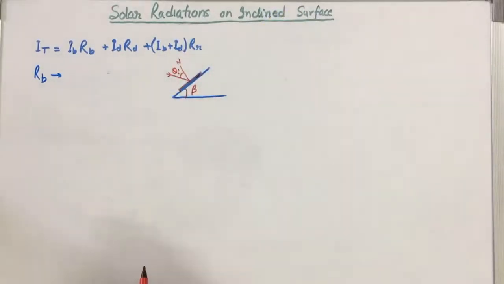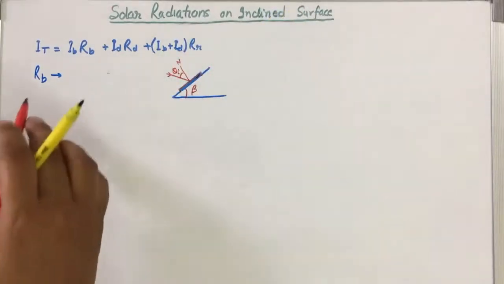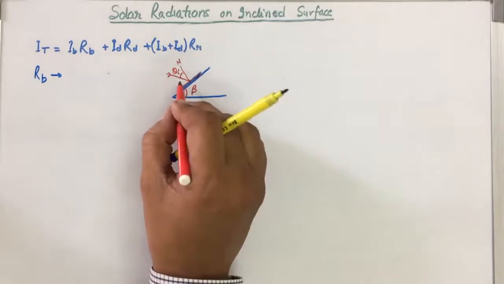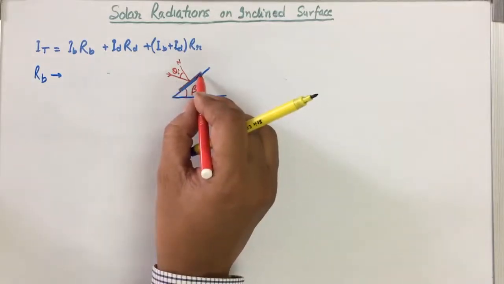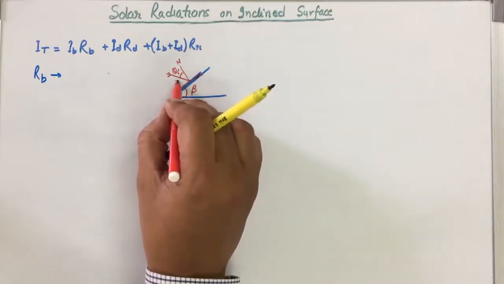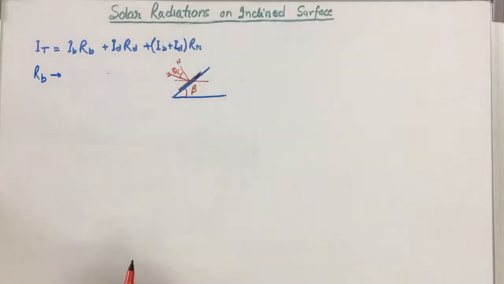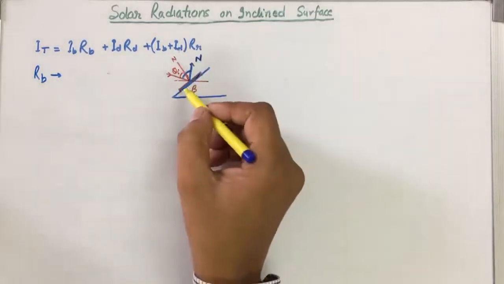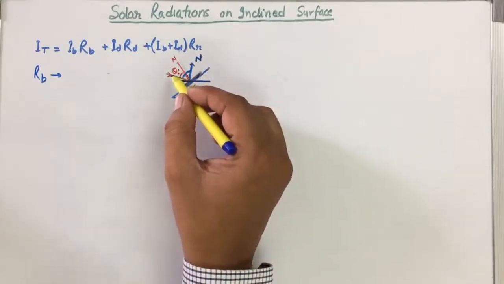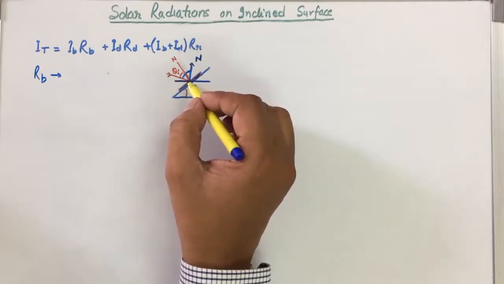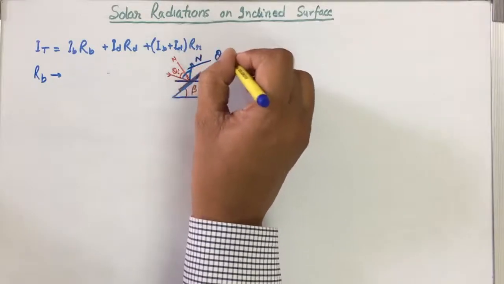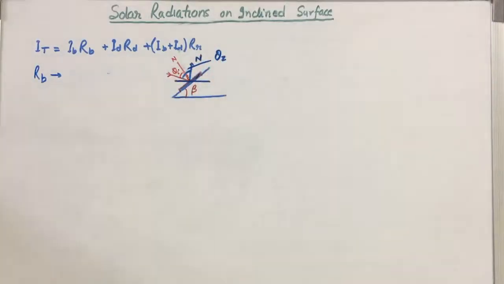Okay. Now we have to find theta z to find RB, as we have defined it yesterday. So theta z, just from the definition, is the angle when the collector surface is horizontally placed, and if this collector is horizontally placed, then the angle between the incident radiation and the normal is known as theta z, the zenith angle.